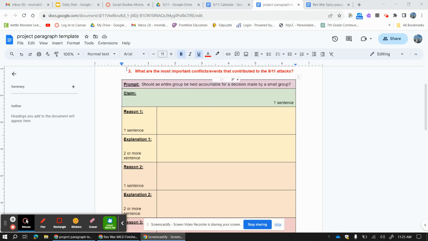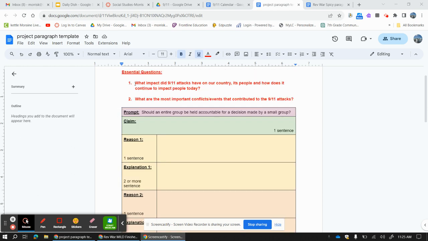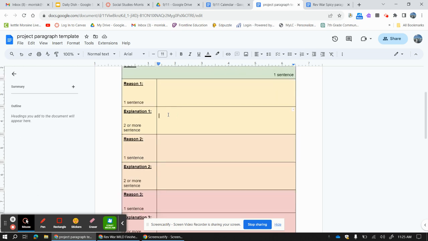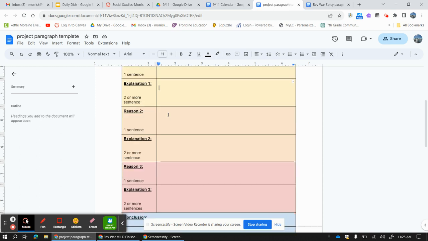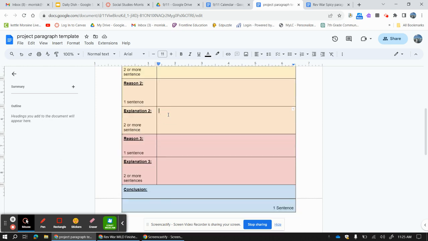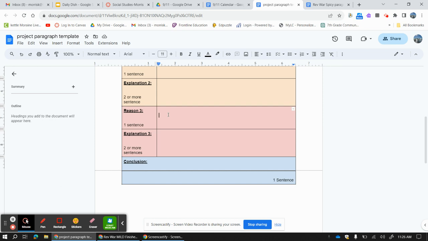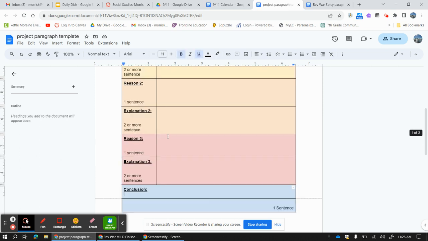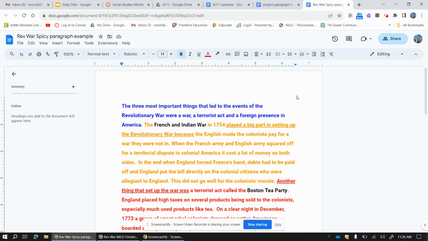This is going to be the template which you're going to be using. You're going to put your claim here, the one that you pick, one or two. And then you have to pick a reason. Your reason should be a sentence, and then it should be followed by two or more sentences explaining. Reason two should be a sentence, followed by your evidence, two or three more sentences explaining why. Reason three, one sentence, and again, your explanation and evidence of two to three sentences after that, and a one sentence conclusion. Here's an example of what that should look like.